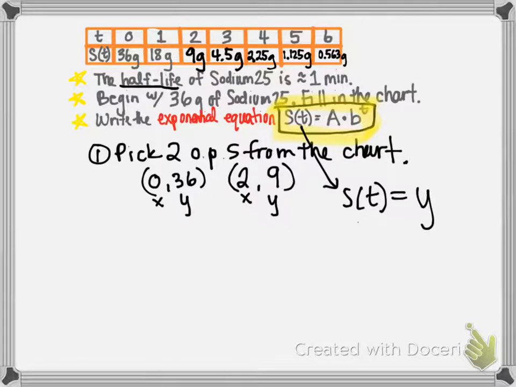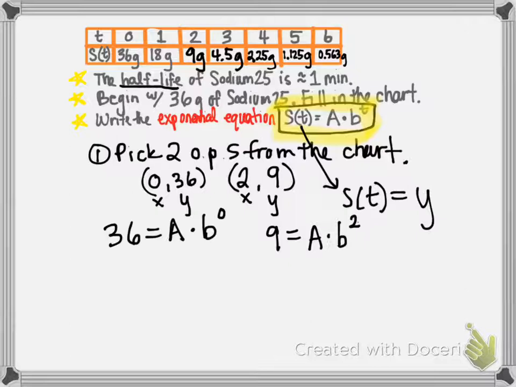So I'm going to write 2 equations, right? The first one's going to be using the 36 and the 0. So 36 equals a times b to the 0 power. And then the second one is going to be 9 equals a times b to the 2nd power. Oh, I just messed that up. To the 2nd power. Sorry, x value.